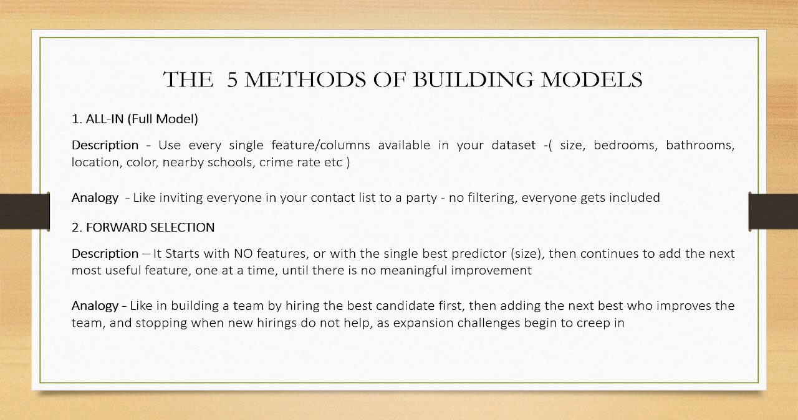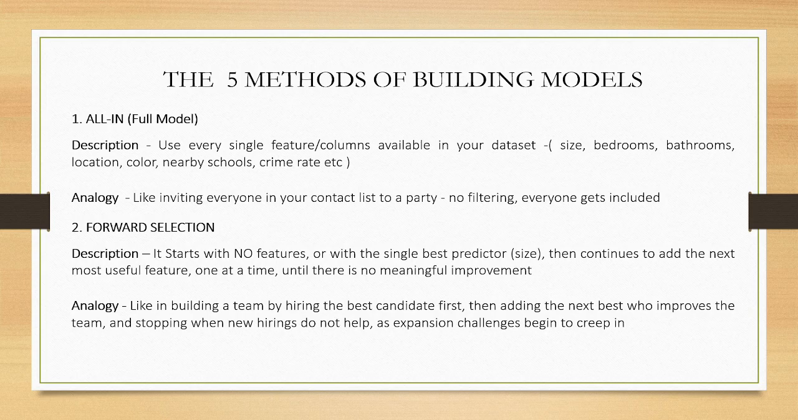So in terms of my understanding of the building methods and techniques in machine learning from what I've covered so far, number one is called all-in. In terms of description, it is the usage of every feature or column available in your dataset without leaving any out. For example, size, bedrooms, bathrooms, location, color, nearby schools, crime rate. If it were choosing an area of residence for a tenant, you'd have all those factors in consideration, maybe affecting even the rental charges. It is analogous to inviting everyone in your contact list to a party without any filtration, everyone included.